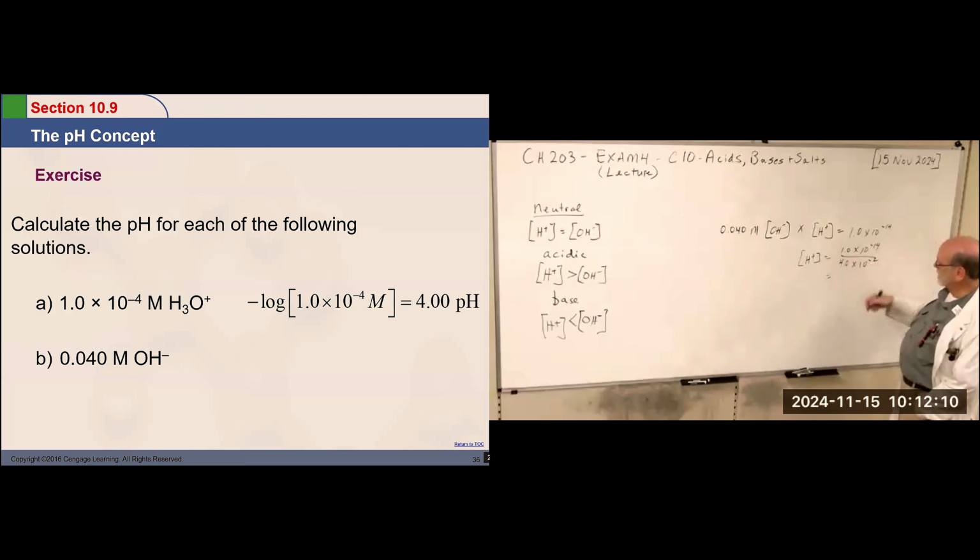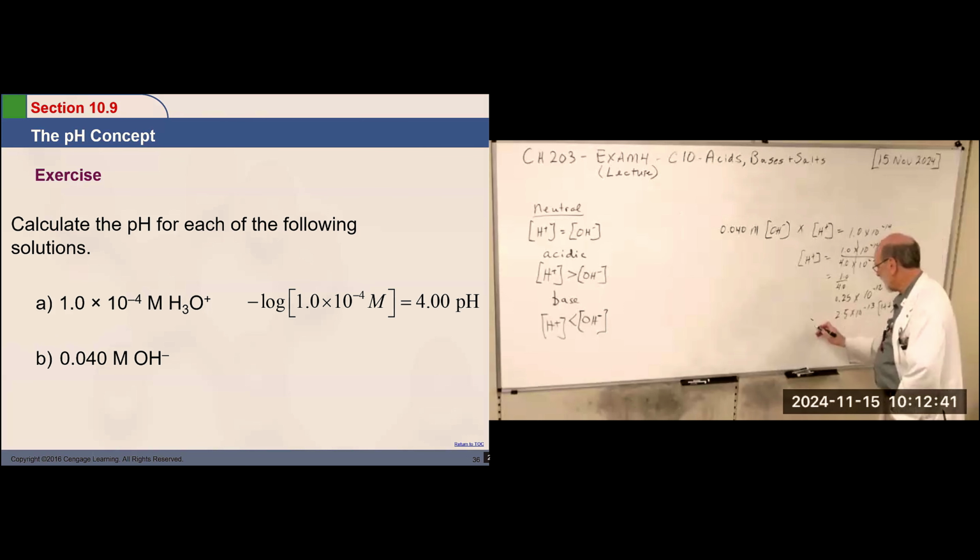Okay. So we can do these separately. 1 divided by 4.0 is what? 0.25 times 10 to the what? Minus 12, correct? Okay, so that's 2.5 times 10 to the minus 13. That's the hydrogen ion concentration. So we take the negative log of that value, and that's equal to pH.